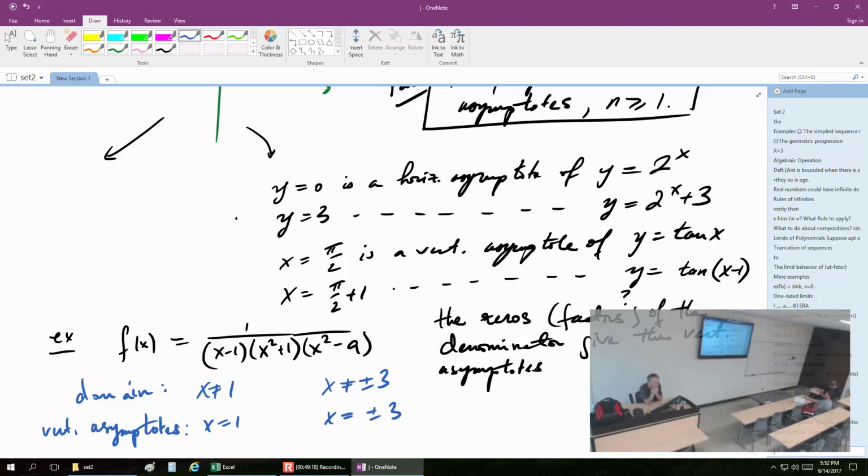There's a chance that something might happen. First of all, let me make sure we realize that x squared plus 1 can never be equal to 0 for real x. That's why that factor does not contribute anything to neither the domain nor the asymptotes.